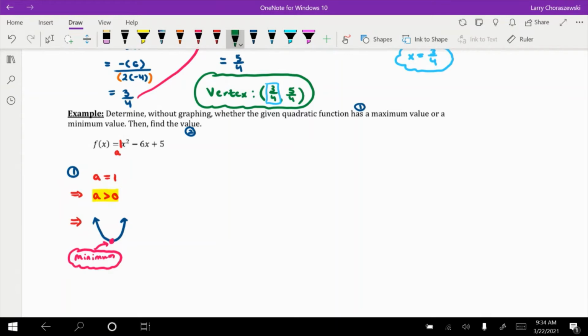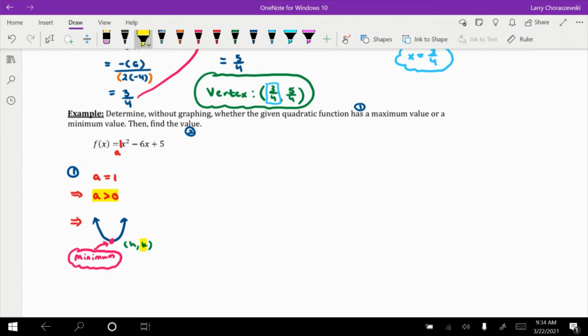Now, the minimum is the location, or is related to the location of that point, in other words, the vertex. Specifically, the minimum value of this function is going to be our value of k. So in this context, we're looking for the smallest y value that the function produces. And since this is a parabola that opens up, our smallest y value is going to be the y coordinate of the vertex.